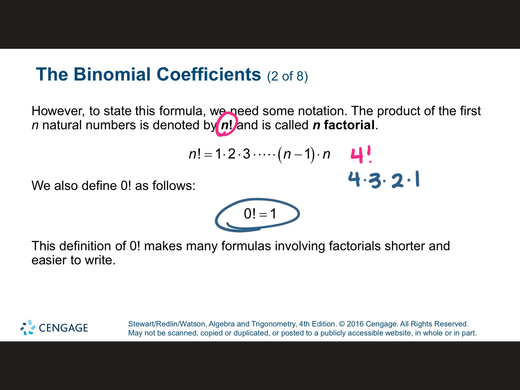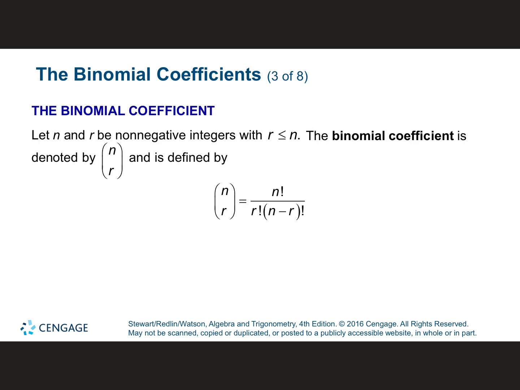Also, 0 factorial is always 1. So like 0 to the power of anything, it's always 1. So your formula for your binomial is given to you with this n factorial over r factorial times n minus r factorial. That just means you're going to take your top number, multiply it by every number underneath it or less than it, over the bottom number multiplied by every number less than it, times your top number minus your bottom number. Whatever you get from there, you're going to take that and multiply it by every number underneath it.